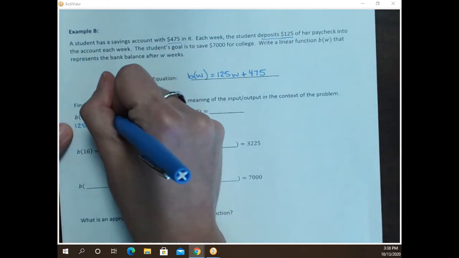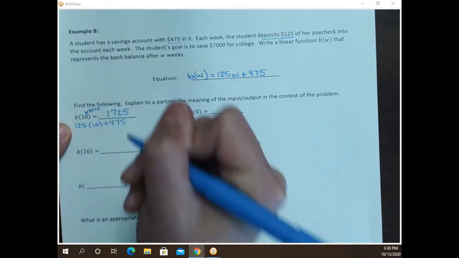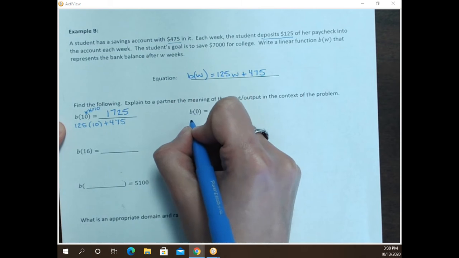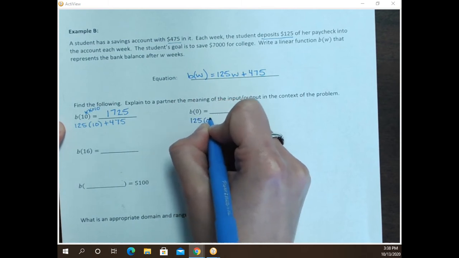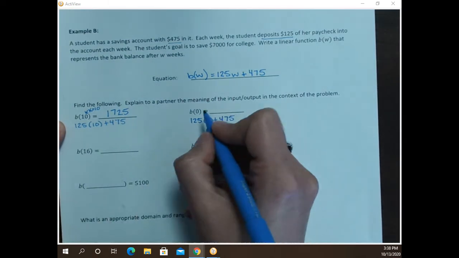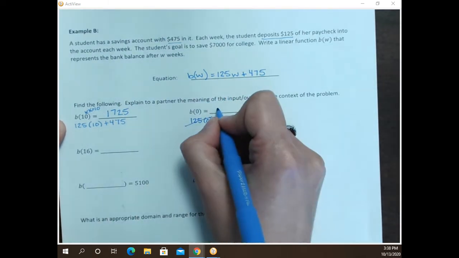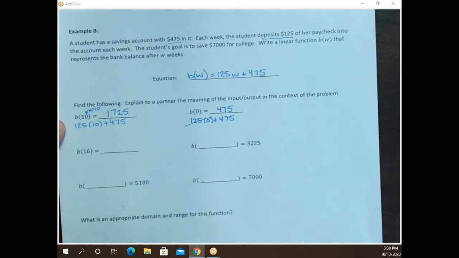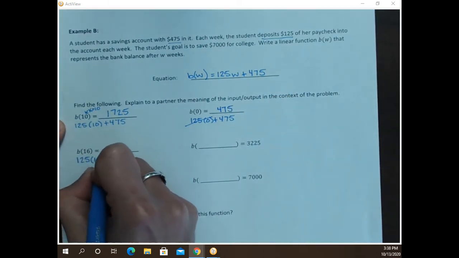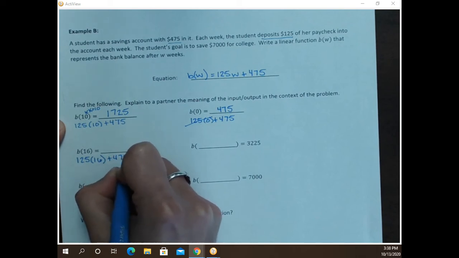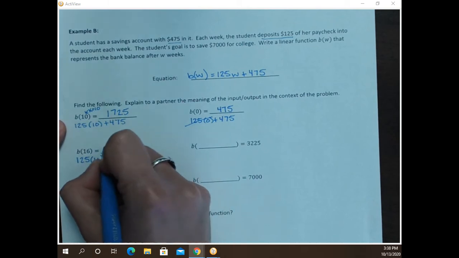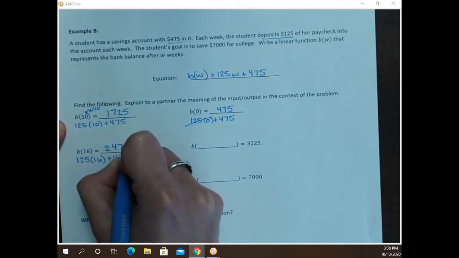This would come out to be 1,725. Here we're plugging in x equals 0, so that would be 125 times 0 plus 475. Maybe a little easier to evaluate this one. Anything times 0 is 0, so we would get 475 there. And then when we plug in 16, 125 times 16 plus 475. Again, if you want to use your calculator to simplify this, that's fine. We would get $2,475 there.